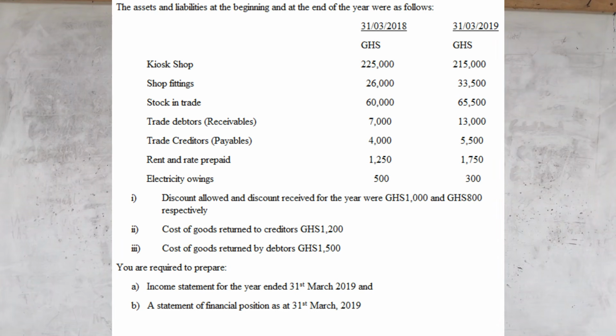Then we continue. Discount allowed and discount received for the year were 1,800 Ghana cedis respectively. Then cost of goods returned to creditors, which is returns outwards, is 1,200 Ghana cedis. Then finally, cost of goods returned by debtors, which is returns inwards, is 1,500 Ghana cedis. You are required to prepare A, an income statement for the year ended 31st March 2019, and B, a statement of financial position as at 31st March 2019.